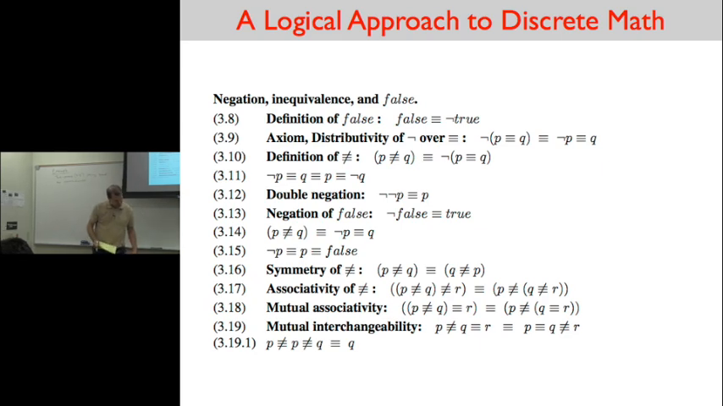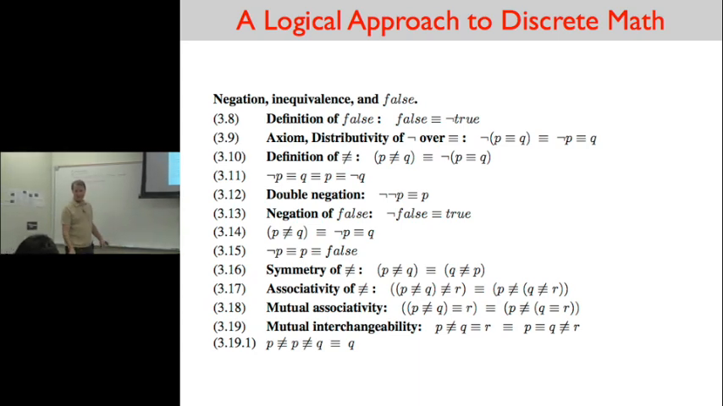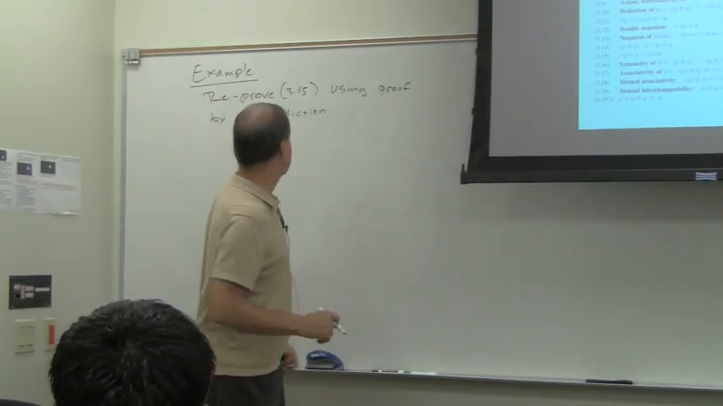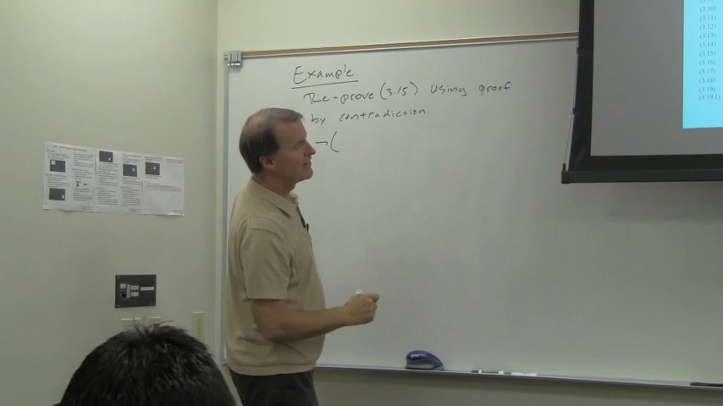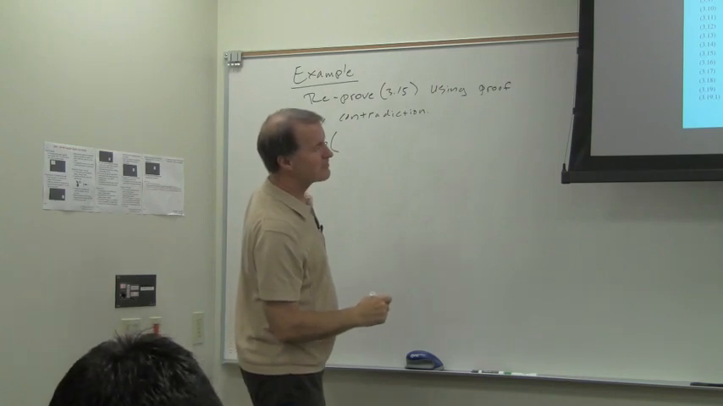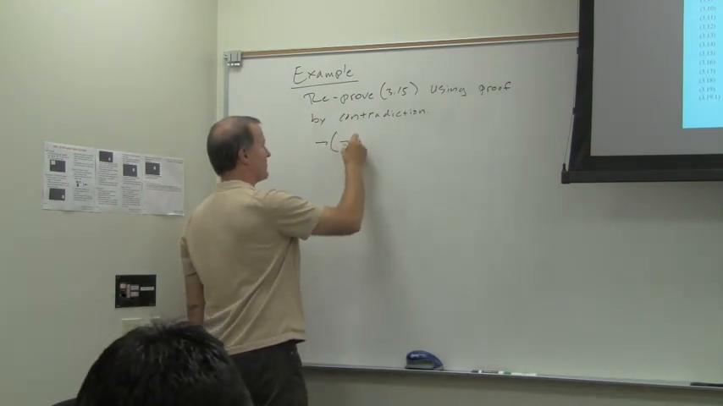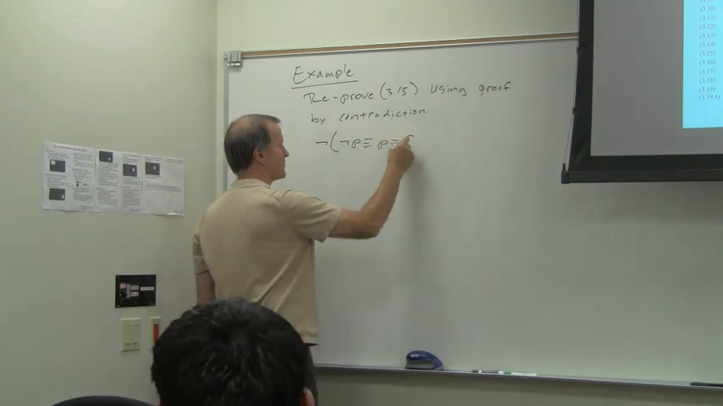So 3.15 says not P equivals false. Now, proof by contradiction. We're going to use proof by contradiction on 3.15. Remember, we can only use what went before. So what do we start with? We start with not, parentheses, not P equivals false.